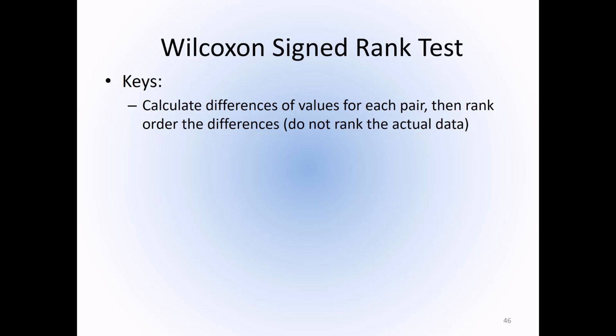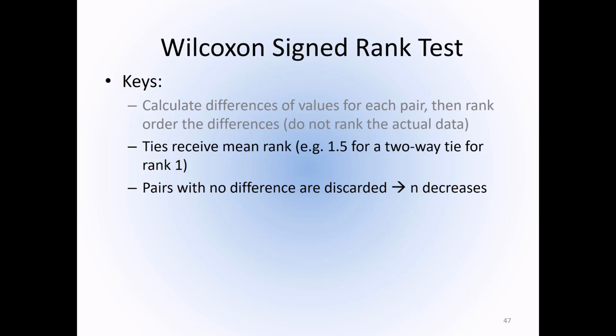Now, a couple important keys when we're using the Wilcoxon signed-rank test is that we need to calculate the differences of the values of the paired data sets and then rank order the differences. We're not actually ranking the data, we're ranking the differences, and this is going to be key because with some of these other non-parametric tests we're actually going to rank the data. So we're ranking the differences, not the actual data. If there's any kind of ties in the rank, we're going to use the mean rank of those ties. And if there's any data pairs that have no difference in their values and the difference is 0, we're going to discard them.